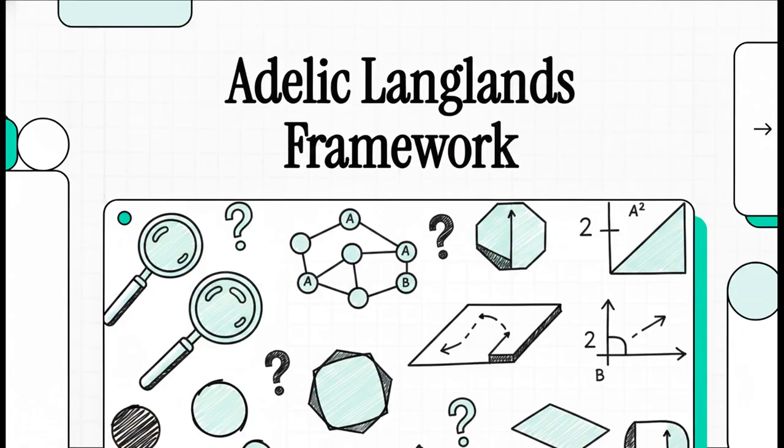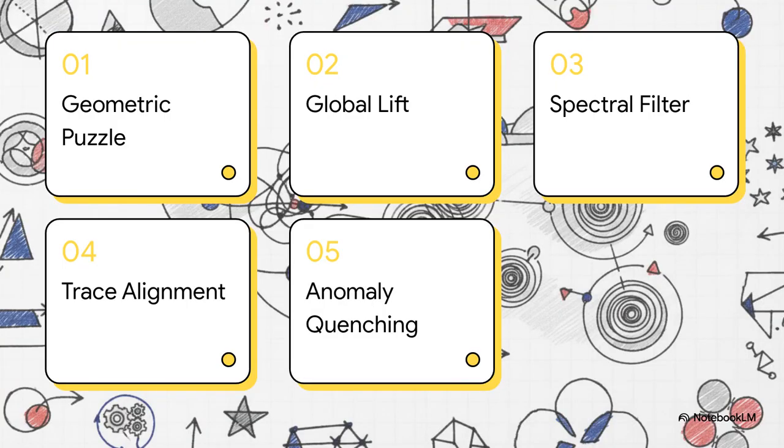Okay, let's dive into this. Here is our roadmap for the investigation. We'll step methodically through this framework, starting with the foundational geometric puzzle, moving to operationalizing the global lift, checking out the spectral projection filter, unifying the trace alignment, and finally assembly and anomaly quenching.